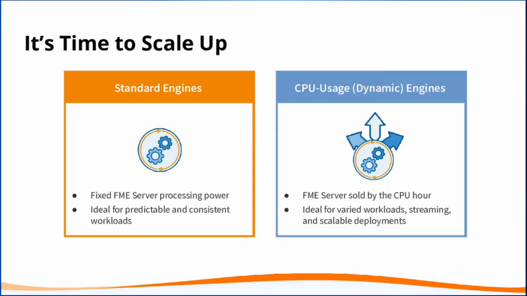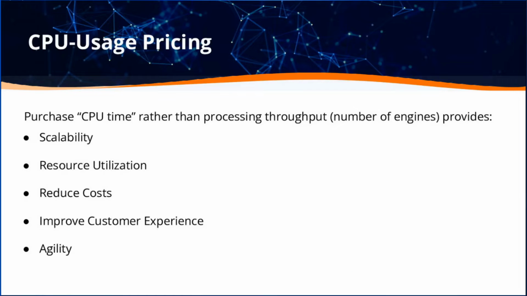However, CPU usage or dynamic engines follow a credit pricing model, which makes them ideal for varied and unpredictable workloads, as you can spin up as many engines as you'd like for any duration of time, and you'll only be paying for the CPU time that they spend actually processing jobs. So let's take a closer look at this engine type.